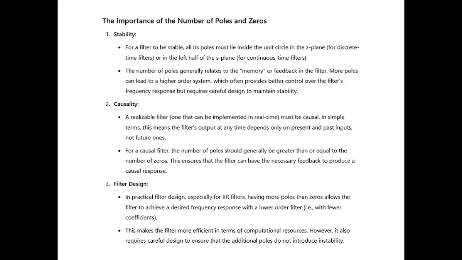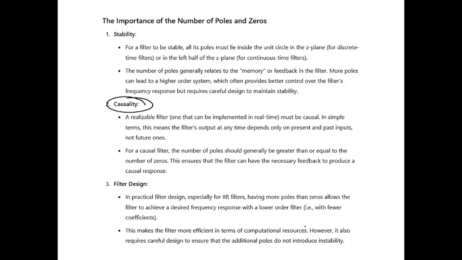So the importance of the number of poles and zeros: I already told you the number of poles should be greater than or equal to the number of zeros. Okay. For stability, all the poles should be within the unit circle and zeros can be anywhere on the z plane. For causality, I told you that you need to have the number of poles greater than or equal to the number of zeros.